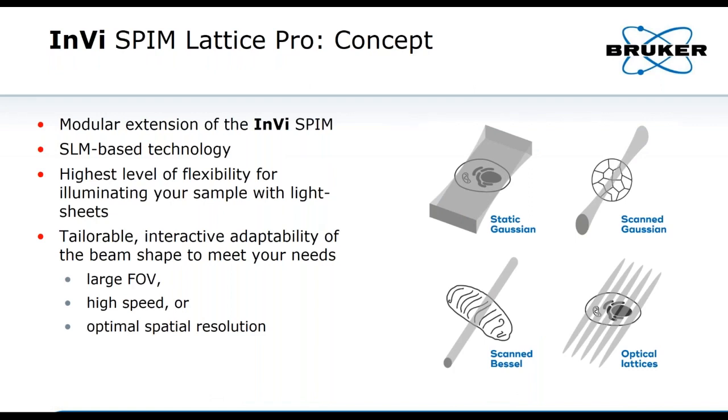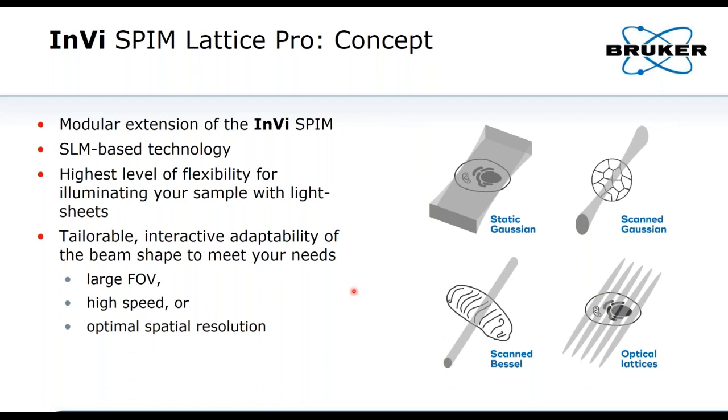So we can generate, of course, a static Gaussian beam. We can generate a scanned Gaussian beam. But we can also generate a Bessel beam that we can scan across a field of view, or we can generate parallel sets of Bessel or Gaussian beams, which is often referred to as optical lattices, that can be scanned or dithered across a sample for faster and low phototoxicity imaging.